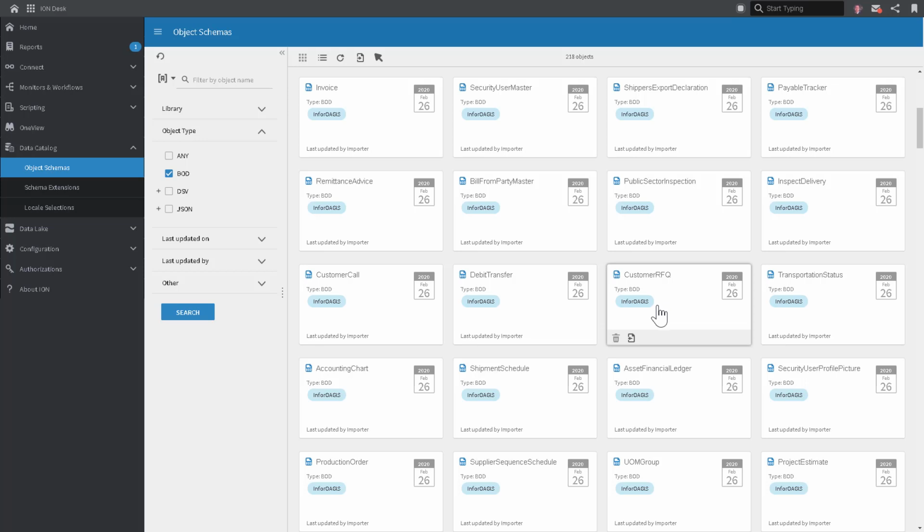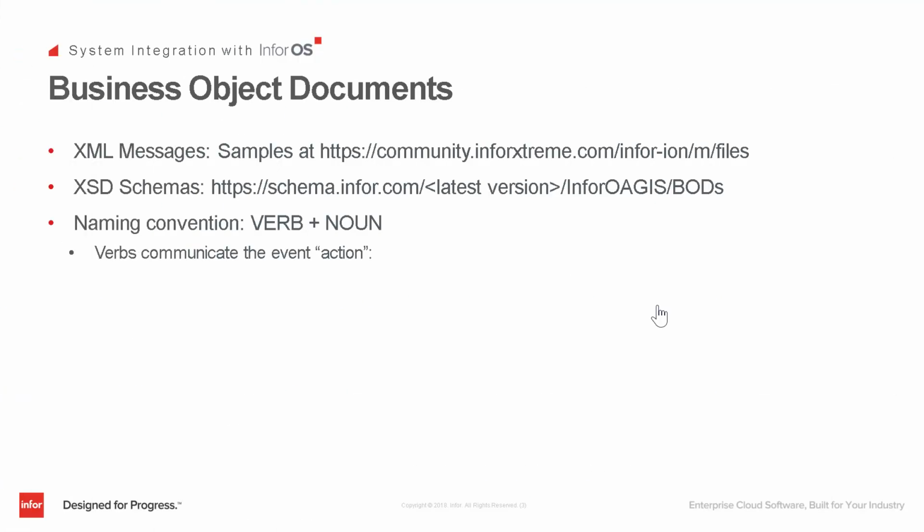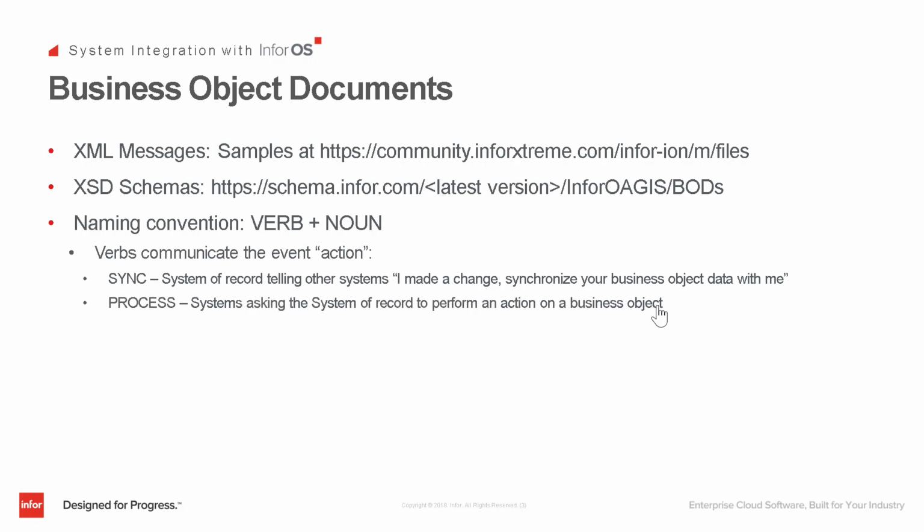Now when one of these files is sent, the title of the message will also include a verb like Sync PurchaseOrder, and the verb communicates the action. So what took place in the system to generate this message? For example, the sync verb is the system of record telling other systems, hey, I made a change, synchronize your business object data with me. But a process verb would say systems are asking the system of record, the master, to perform an action on the business object. And a get verb means that systems are asking the system of record for business object data.